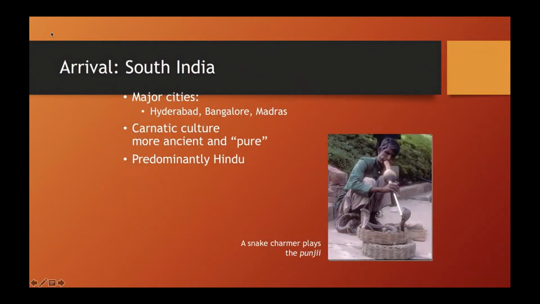Now let's go to South India, where some of the major cities you might have heard about are Hyderabad, Bangalore, and Madras. So we spoke about North Indian culture as being titled Hindustani. In the South, we call the music and the culture Carnatic. And it's older, more ancient, and pure. It's predominantly Hindu, whereas in the north, there's quite a bit of Islamic influence. In the photo, you see a snake charmer playing a double reed instrument.